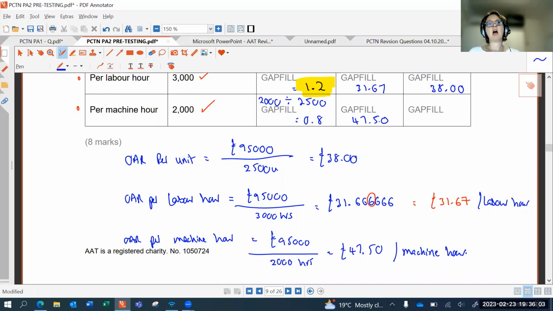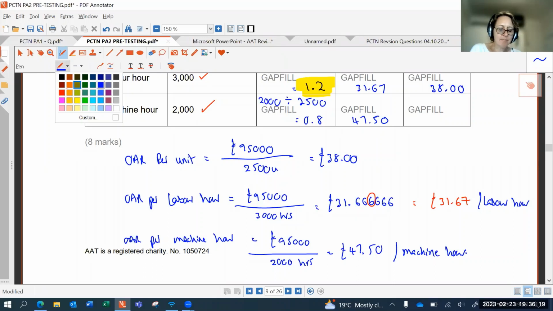But does it take a whole hour? The answer is no, it doesn't. It takes 0.8 of an hour, not a whole hour. So it wouldn't be fair, a bit like a parking meter. If you don't park there for the whole hour, why are you paying there for the whole hour? You should only pay for the time that you're there. This unit should only absorb the overhead based on the time that it's there. And it's not there for a whole hour. It's there for 0.8 of an hour.